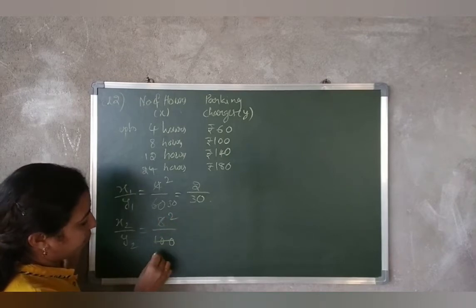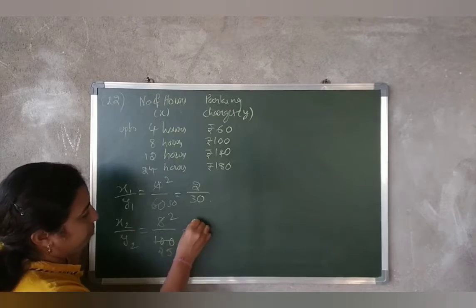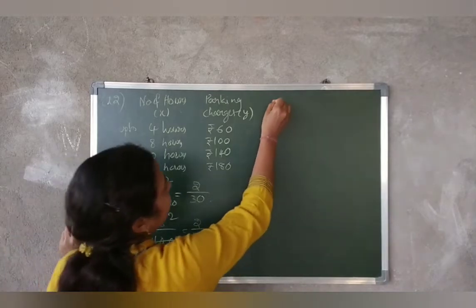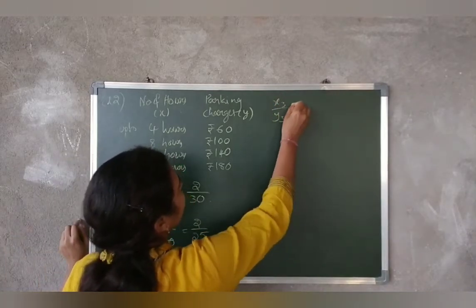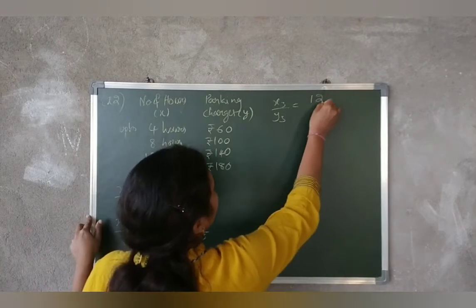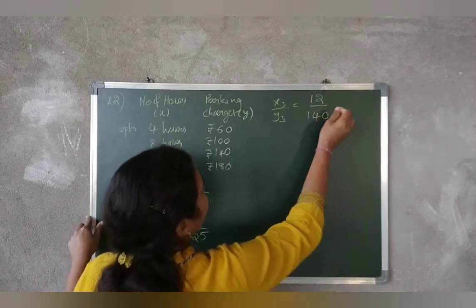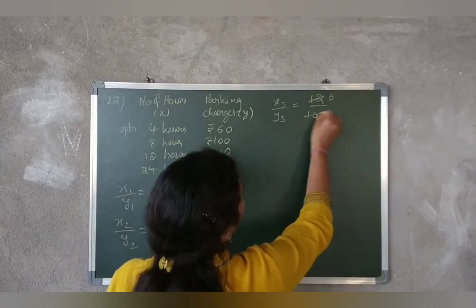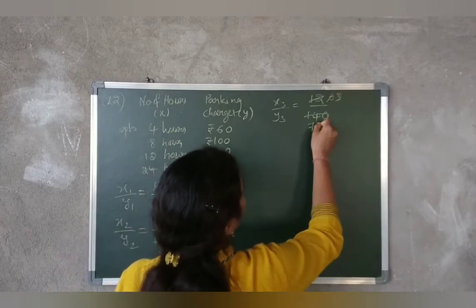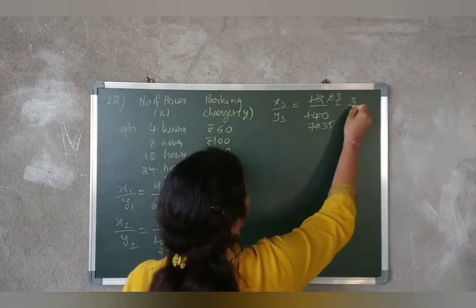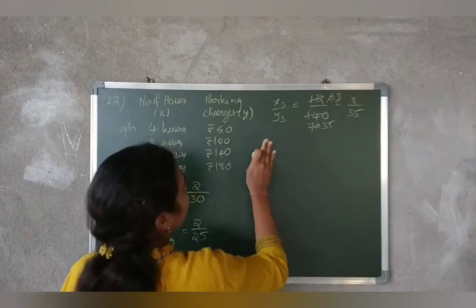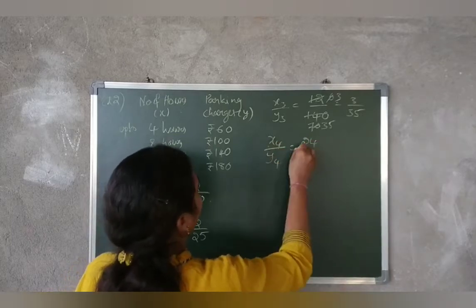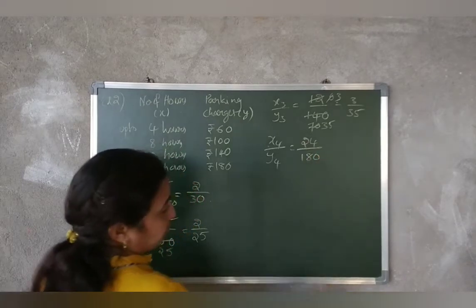2 by 25. And then go for x3 by y3. 12 by 140. 2 sixes are 12, 2 threes are 35. 3 by 35. x4 by y4. 24 by 180.